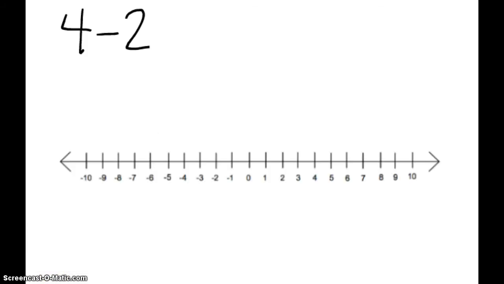Subtracting integers. We're going to use a number line for subtracting integers, and then I'm going to show you a trick. So 4 minus 2. Remember, when we start on a number line, we always start at 0. So we are moving to the right 4 spaces. That was 1, 2, 3, 4 spaces to the right.